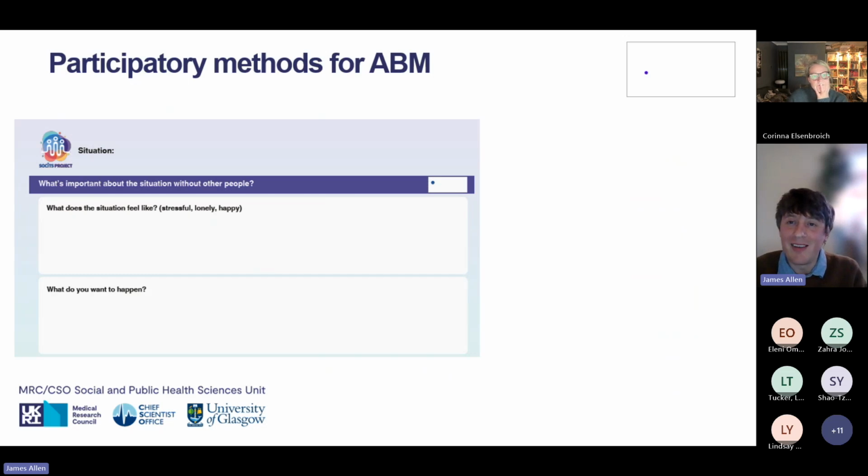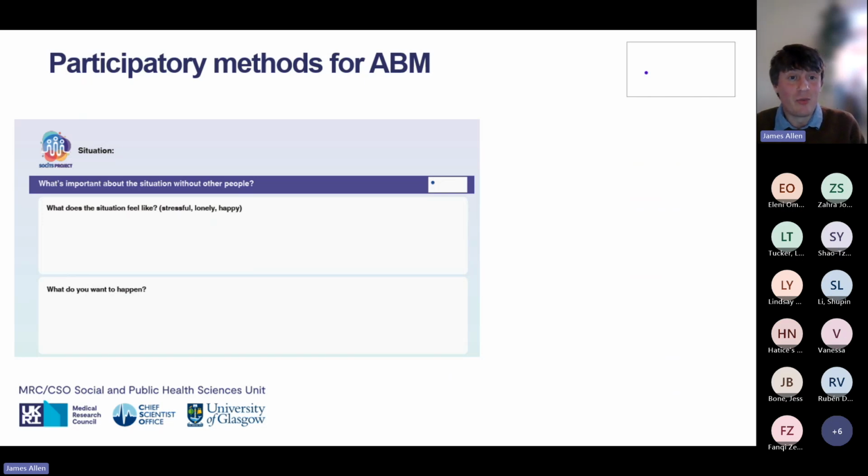So in the top right here, you can see this little box with just a dot in it. This is our picture of what we're interested in. So we asked students in schools, around tables, what's important about the situation without other people? What does the situation feel like? What do you want to happen?